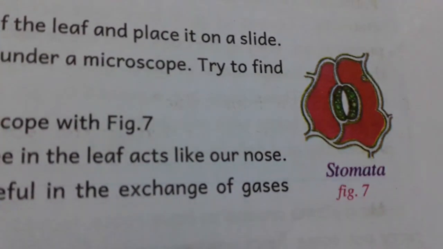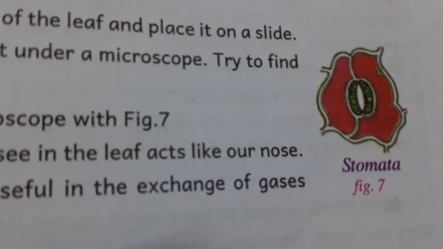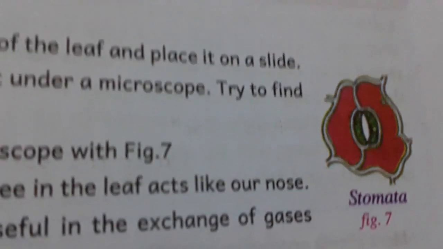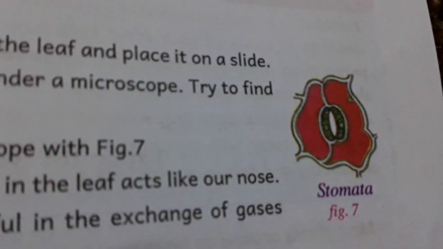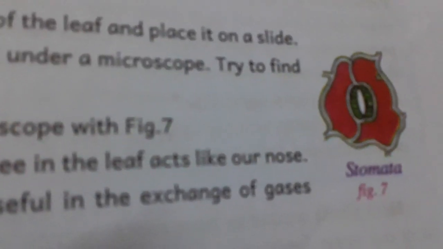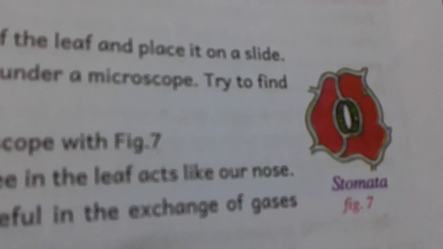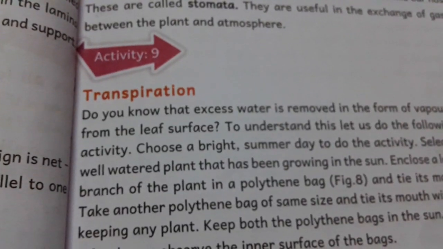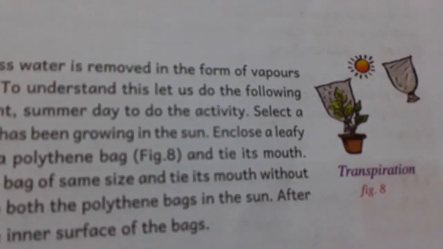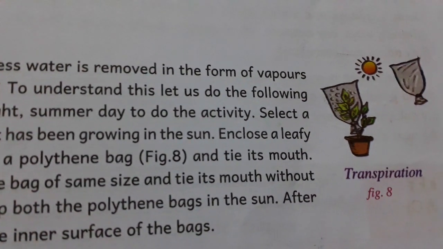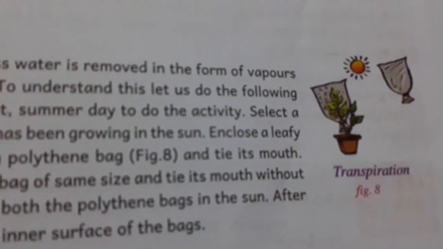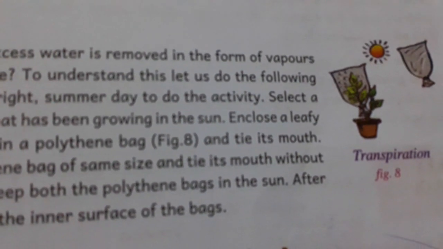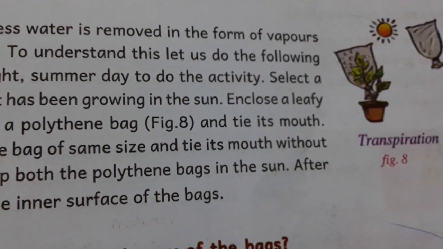And now let us see, these are the stomata, and I told you the bean shaped organs present in the leaf are called stomata. If you observe under the microscope you can see this bean shape. And what is meant by transpiration? See, already I told you about this activity, transpiration. This polythene cover contains some water drops. So the plant sends out the excess water in the form of water vapor. That process we call transpiration.